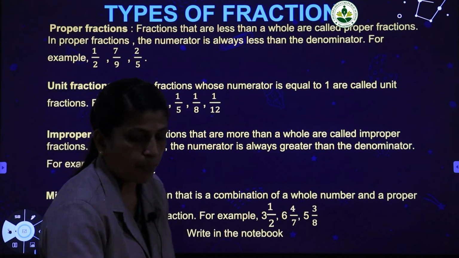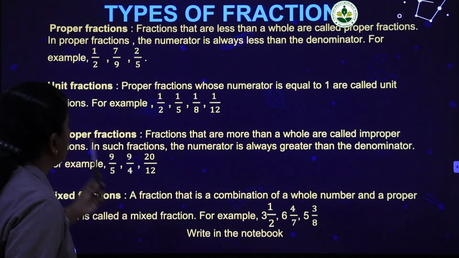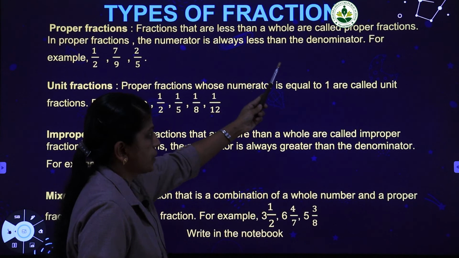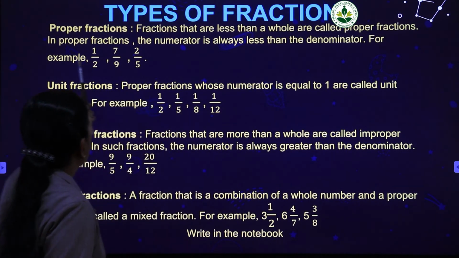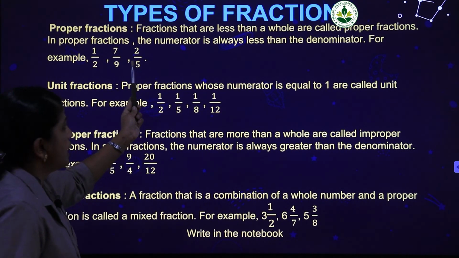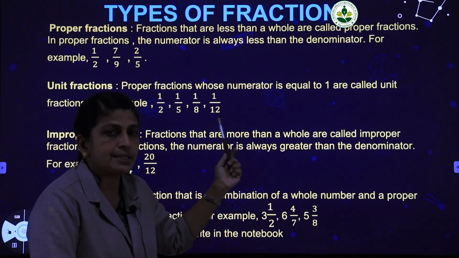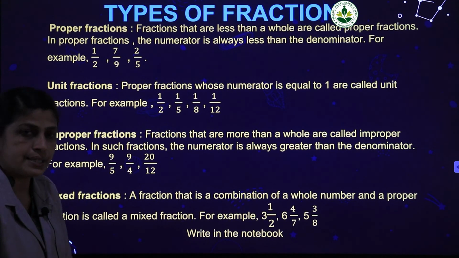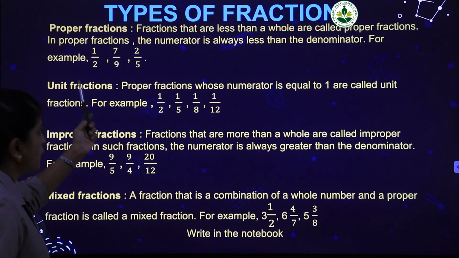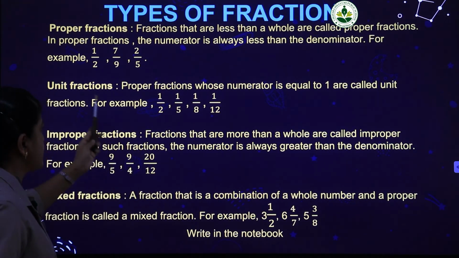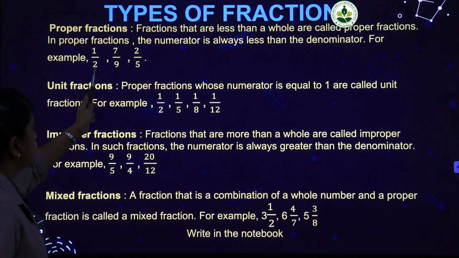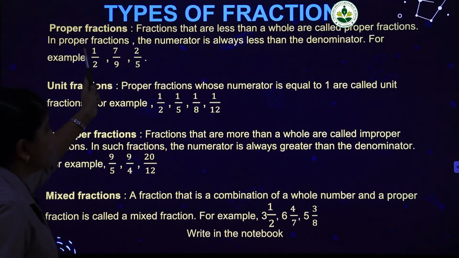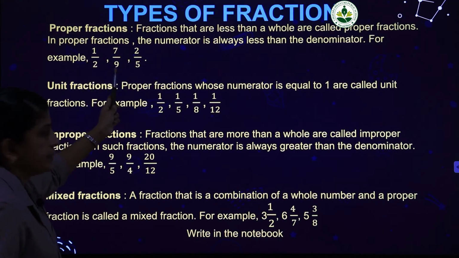First one is proper fraction. Fractions that are less than a whole are called proper fractions. In proper fractions, the numerator is always less than the denominator. Therefore, whenever the numerator is less than the denominator, such fractions are proper fractions. For example, 1 by 2, 7 by 9, 2 by 5. In all these fractions, the numerators are less than the denominators.